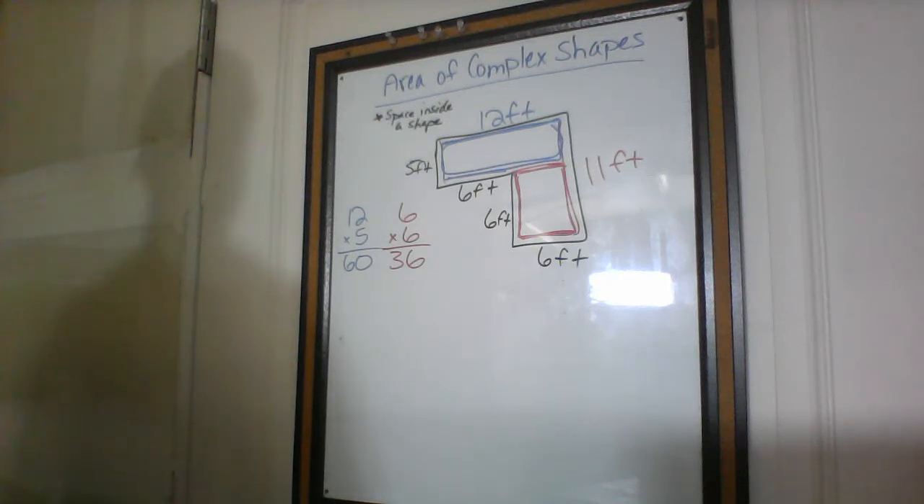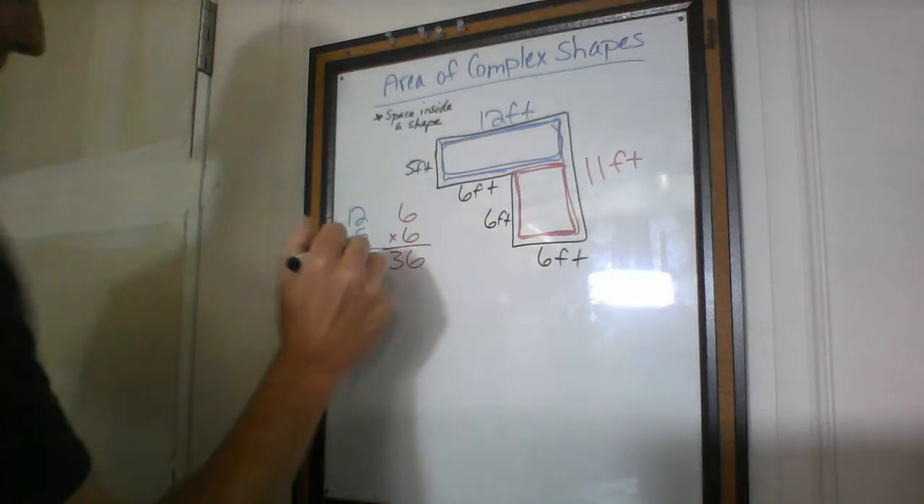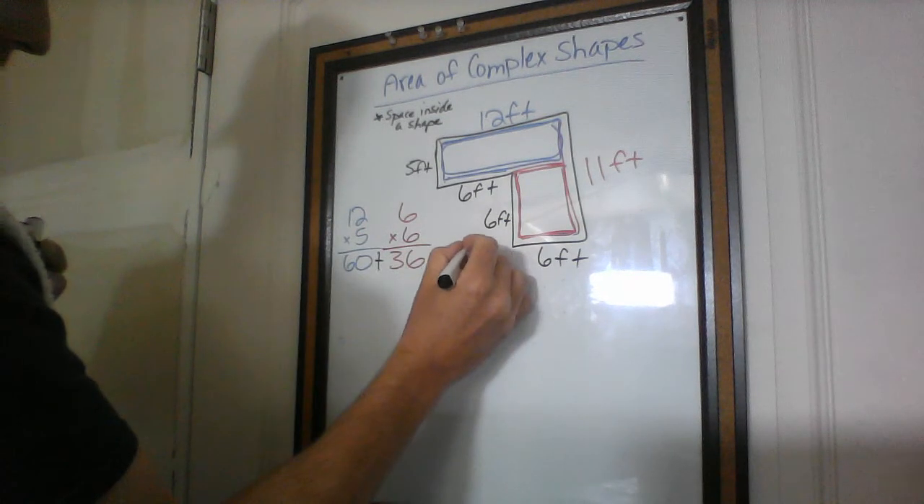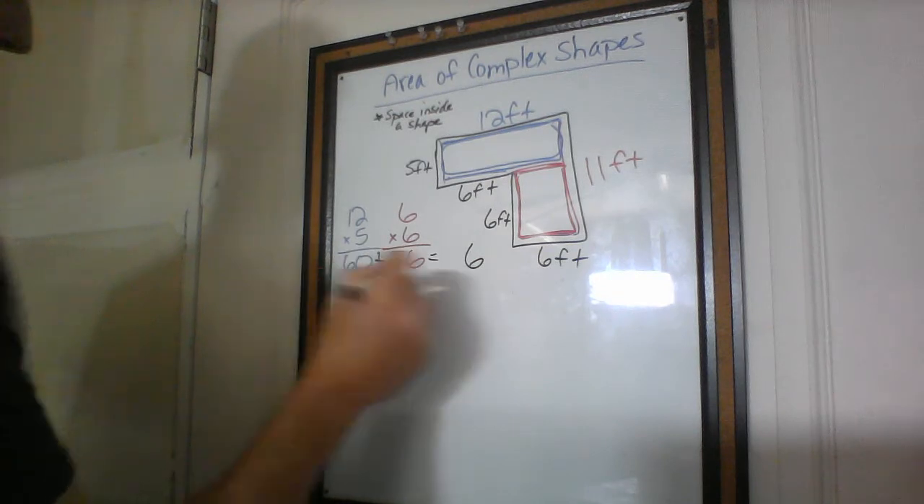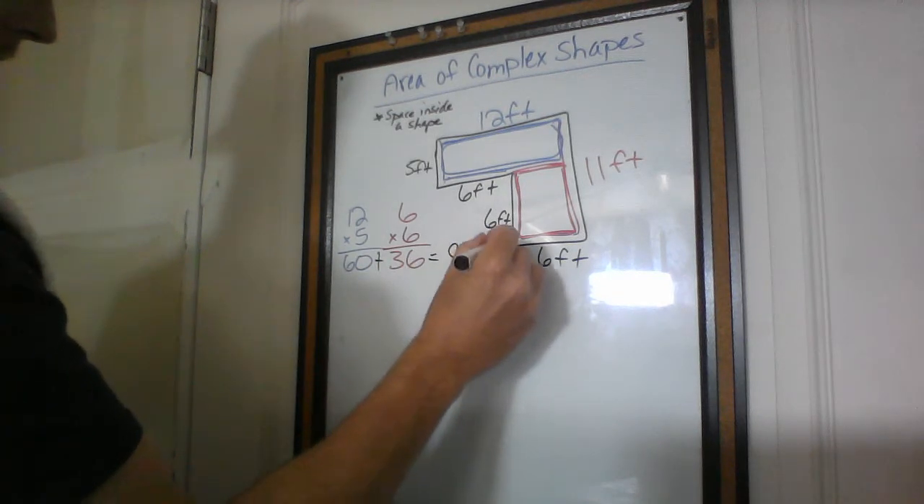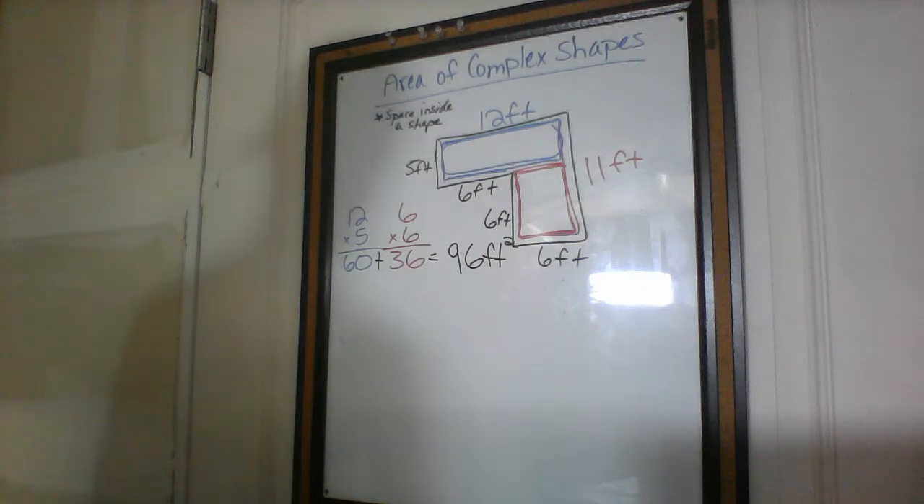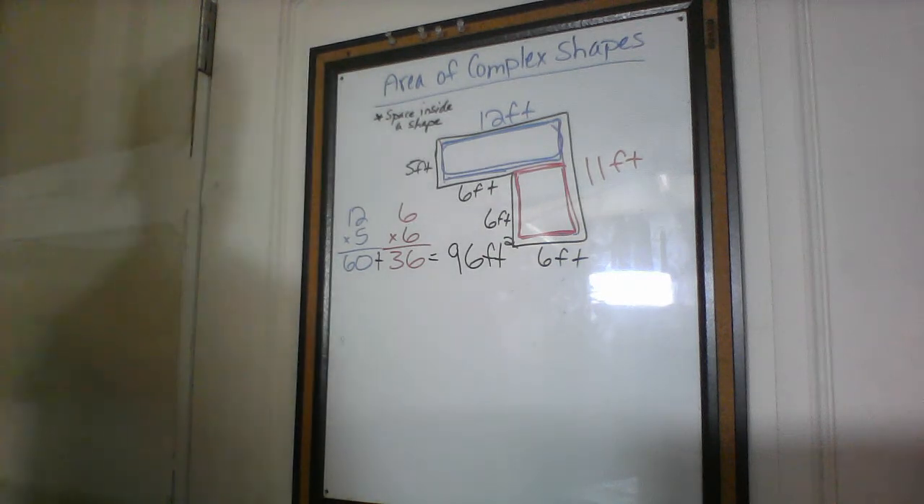Then we are going to combine these shapes to figure out the area. So we're going to add. When we have 6 plus 0 is 6. 3 plus 6 is 9. 96 feet squared. Okay, so there is the basics of those.